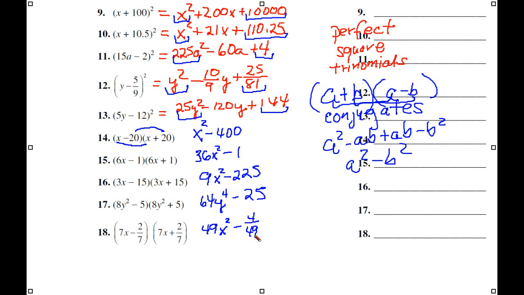49ths. Now notice, each of our first terms are perfect squares. Each of our last terms are perfect squares. These are the difference of perfect squares that later will factor into their conjugates.